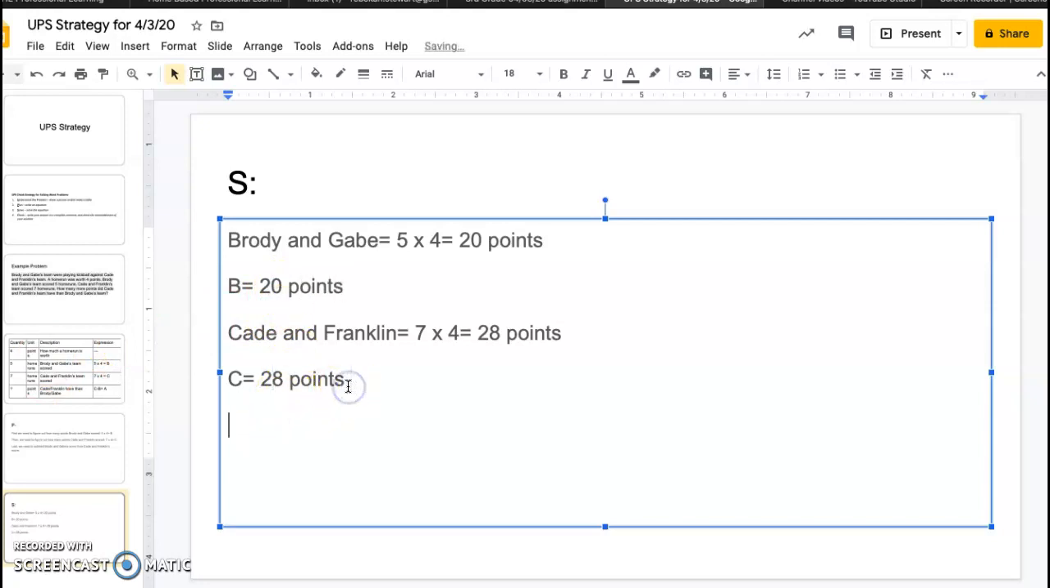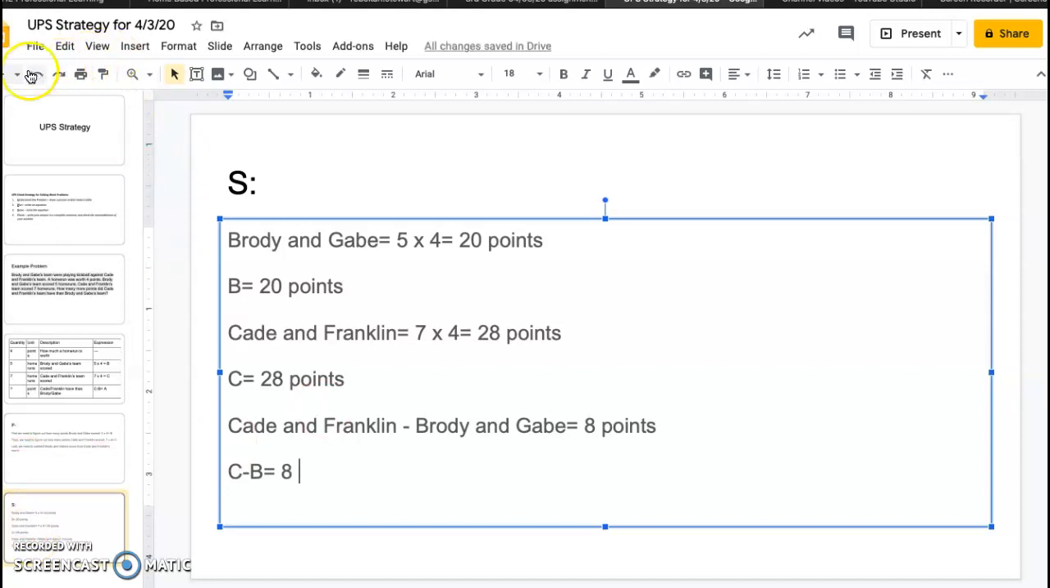And then we have Cade and Franklin minus Brody and Gabe equals 8 points. So C minus B equals 8.